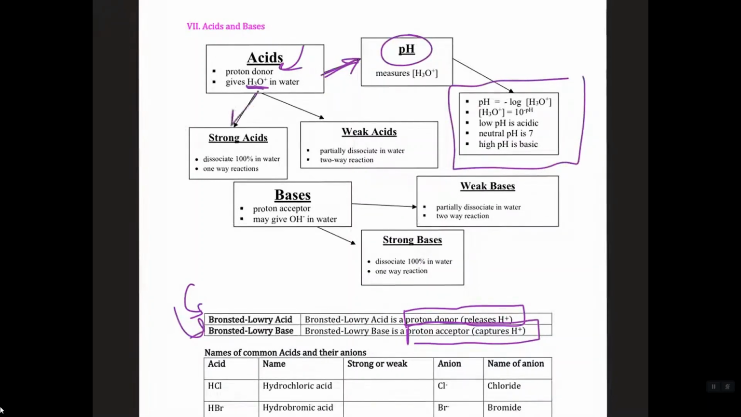And then acids can be strong or they can be weak, and that's also going to affect the pH. Strong acids are going to change pH a lot. Weak acids are going to change it just somewhat. Now bases are proton acceptors, and often, not always, they give hydroxide ion in water. And again, they can be strong and weak.